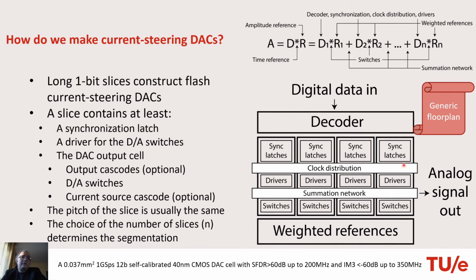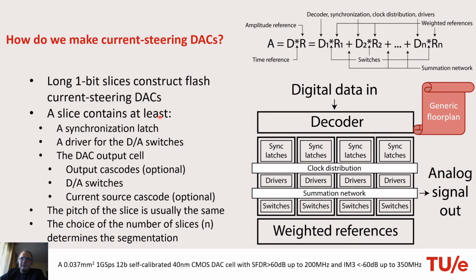And here is the generic floor plan that is widely used. You have the digital domain here and the analog domain there. They don't mix, they don't overlap. We keep them separate. Then you create these 1-bit cells, these 1-bit parallel slices. They are these terms. All their contributions are collected here in the summation network, and here is where the analog signal is extracted.